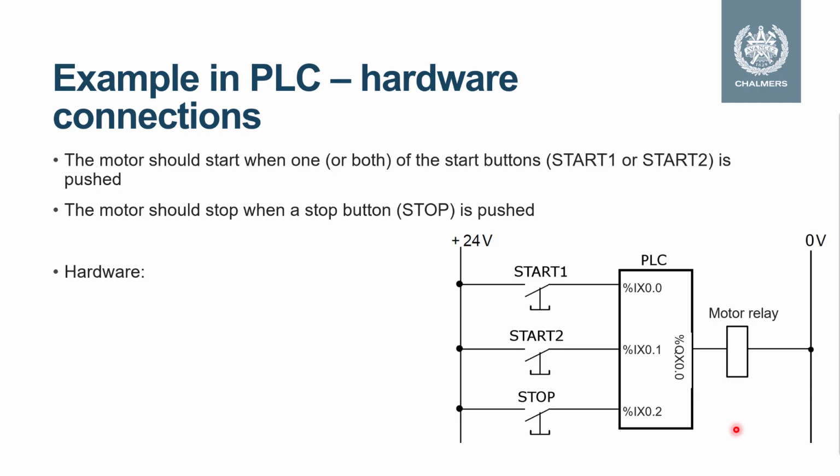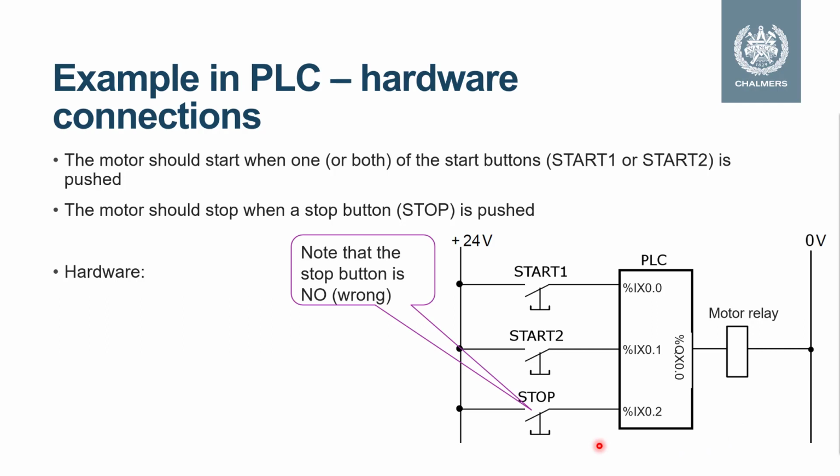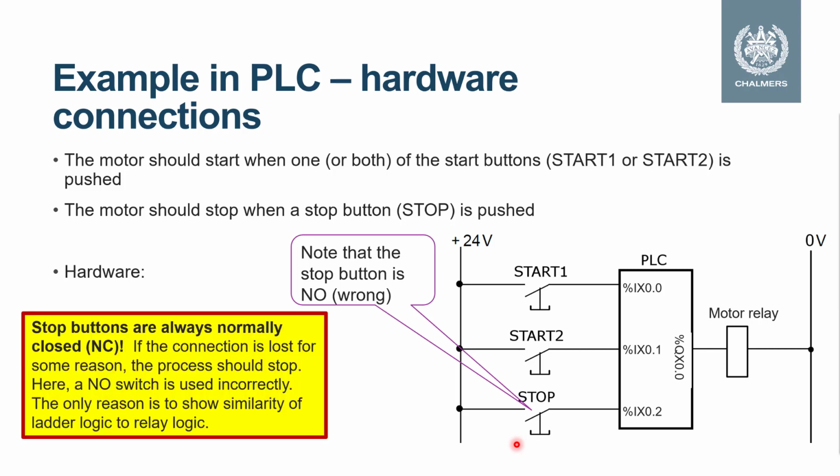There is one thing wrong in this picture, and that is the stop button. I have chosen to connect the stop button as a normally open contact. We should not do that. Stop buttons should be normally closed. The reason for that is now we are waiting for a high signal, 24 volts, here to stop the motor. If something happens here, for example, we lose power here, or this cable is broken, then we cannot get 24 volts to here, and the motor cannot be stopped.